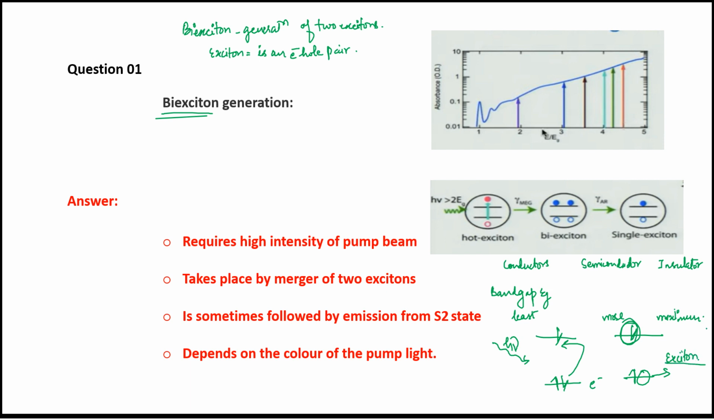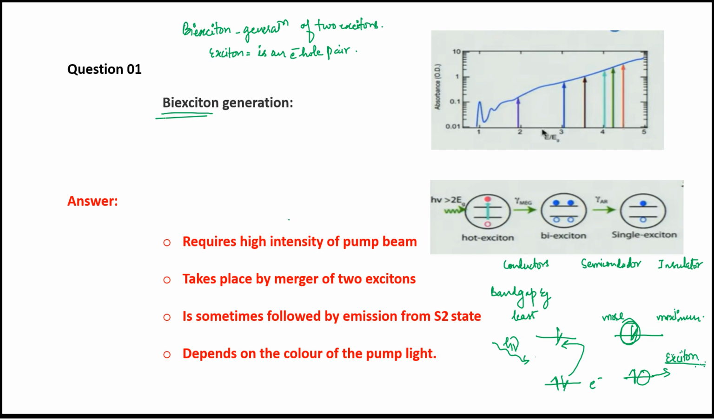Why is the bi-exciton a point of interest? Because normally when a system is irradiated with one photon, only one exciton is generated, and these excitons work as the charge carriers in the system. Suppose you attain a situation where you get more excitons, and thus you have more charge carriers.